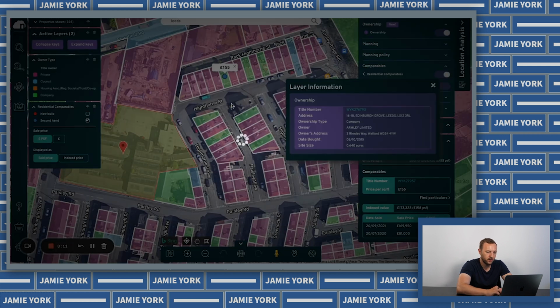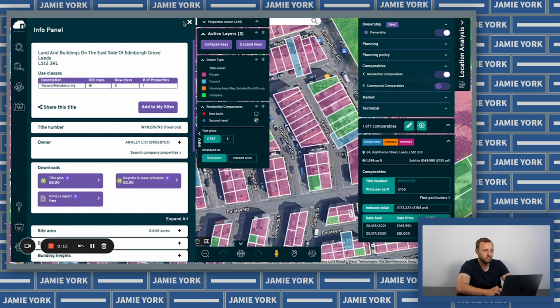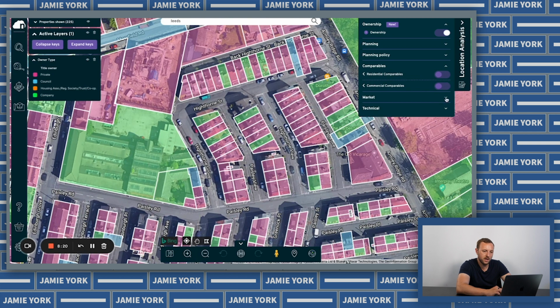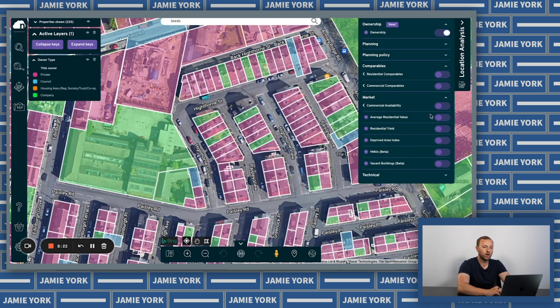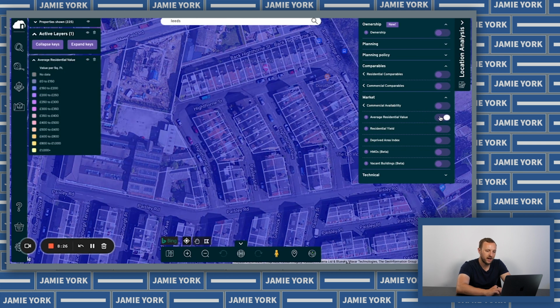You can see this huge development there as well, where you can see that's by Armley Limited. So pretty good. Anyway, outside of these residential comparables there, you've also got additional market analysis. So if I want to look at the average residential value, I can do that. So for example, you can see the average per square foot.